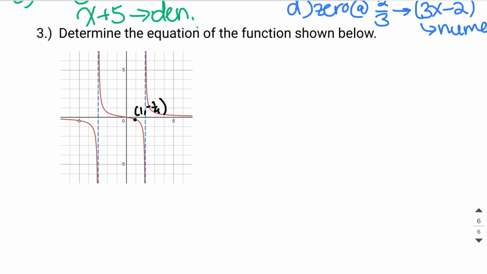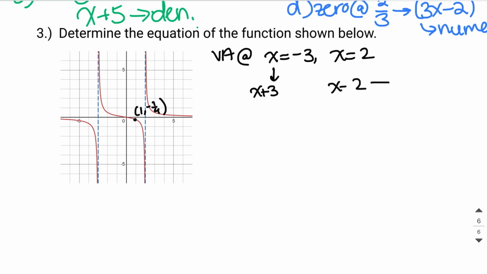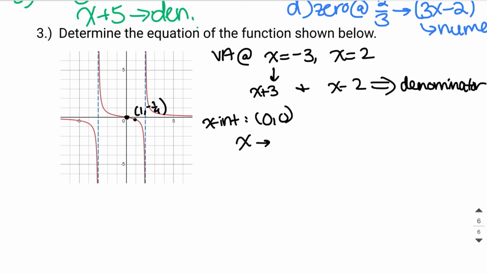All right, in our last example, we're going to take a look at some information that's given to us. So for starters, we know that we have 2 vertical asymptotes. So our vertical asymptotes are going to occur at x equals -3 and at x equals +2. So that means that we're going to have a factor of x plus 3 and a factor of x minus 2. Both of these are going to be in the denominator. We also know that we have an x-intercept at 0, 0, which means that we are going to have a factor of x.